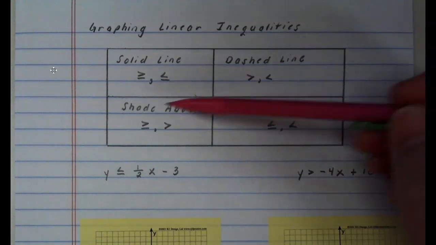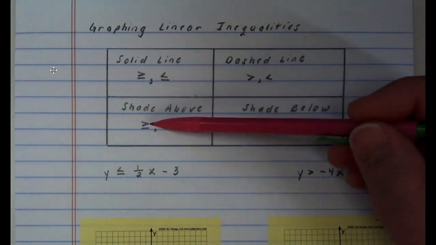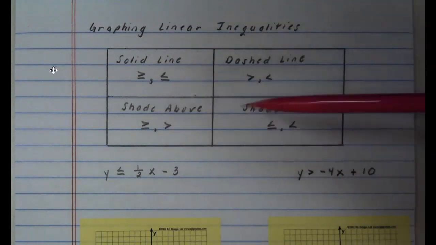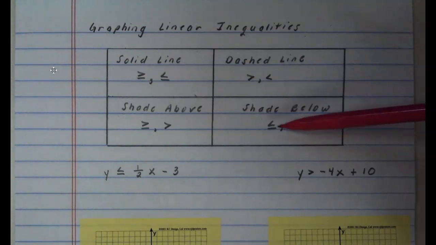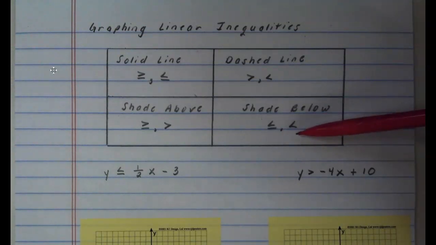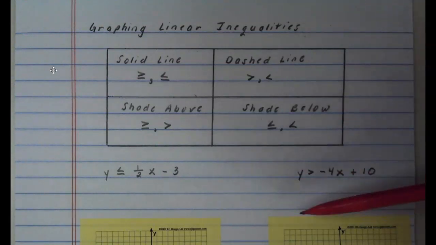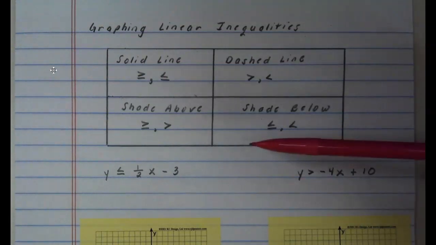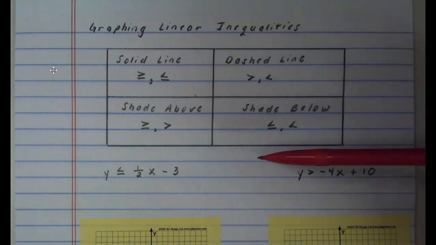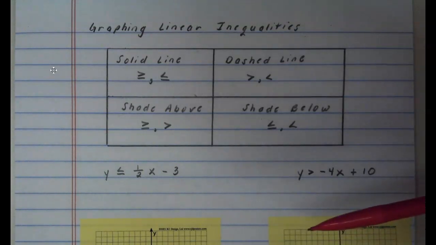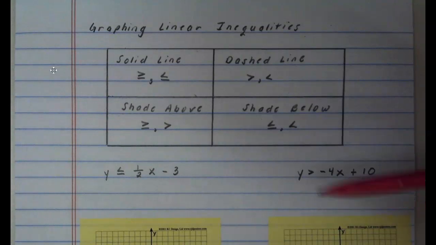The other characteristic that we need to keep in mind is whether we shade above or shade below. We shade above when the symbol contains the greater than symbol, so greater than or equal to and also greater than. We shade below if it's a less than symbol, so less than or equal to, and also less than. I have two examples below, and we're going to go through the process of graphing them, and then check that we're shading the right area by choosing a test point.